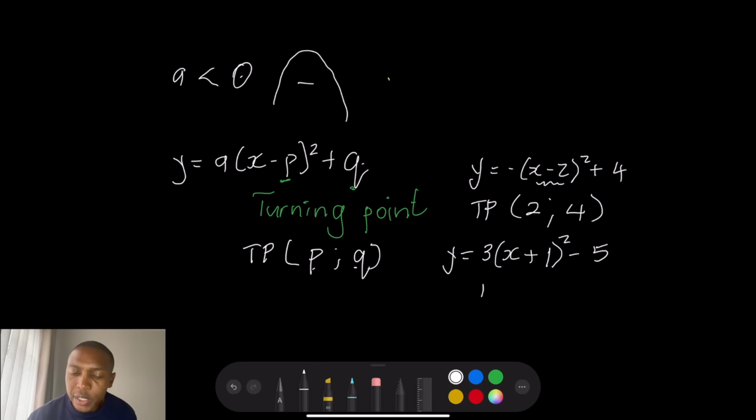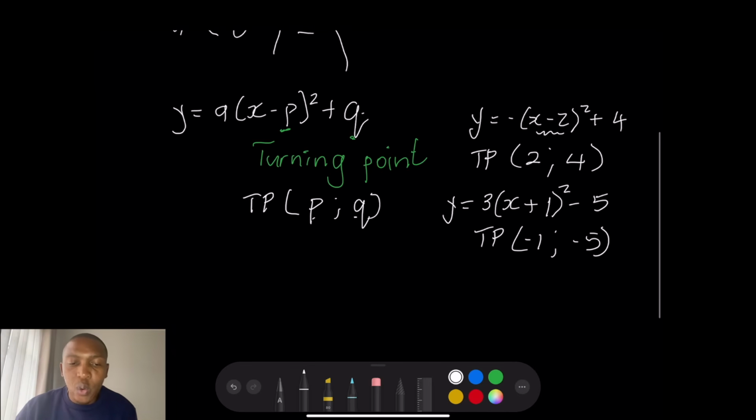So your turning point, once again, would be minus 1 and minus 5. Can you see that the q value does not change sign? However, the p value does. Okay, right. So this is the second way in which we can express a quadratic equation.